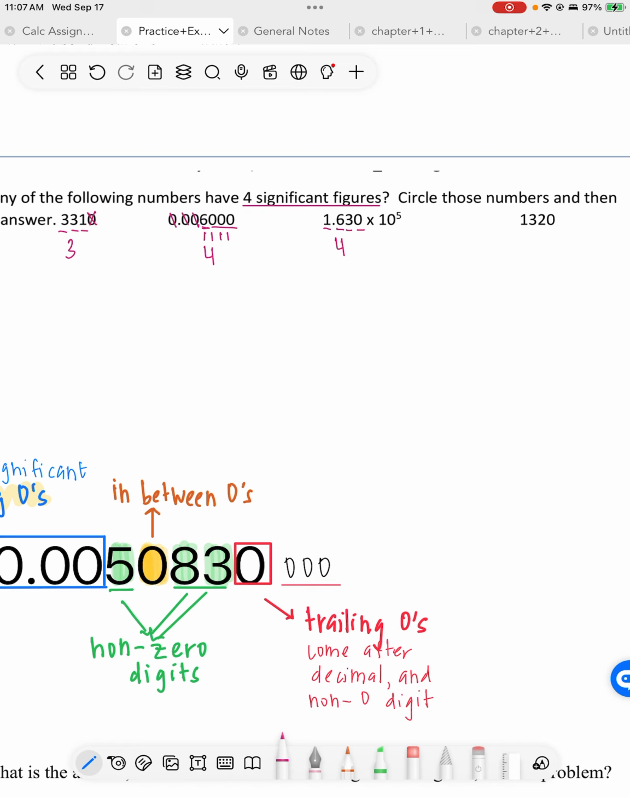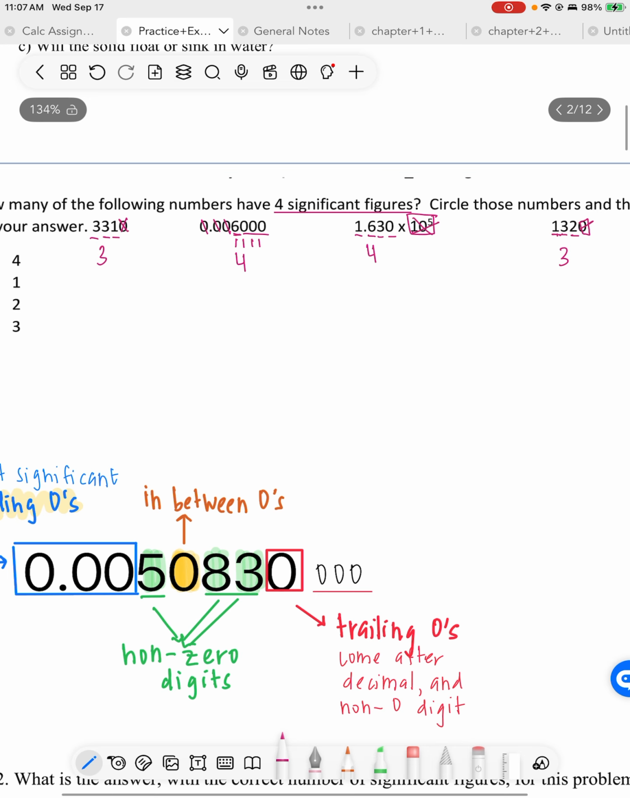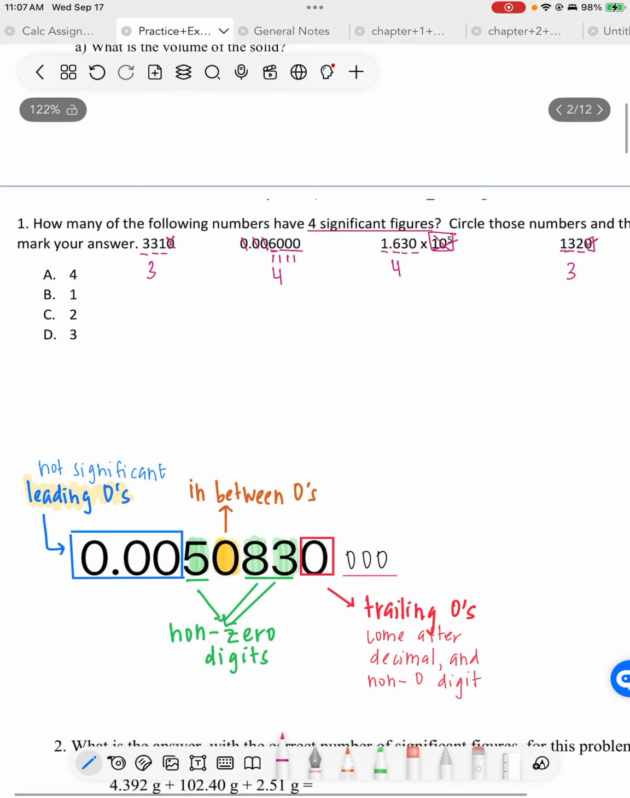And remember, for this one, we do not count this in counting our significant figures. This just tells us how we want to move our decimal place. And then our last number, we have 1, 2, 3 non-zero digits, and then a trailing 0 that is not significant. So this one has 3. So when we're looking back, we want 4 significant figures, and we have 2 numbers that have 4 significant figures.